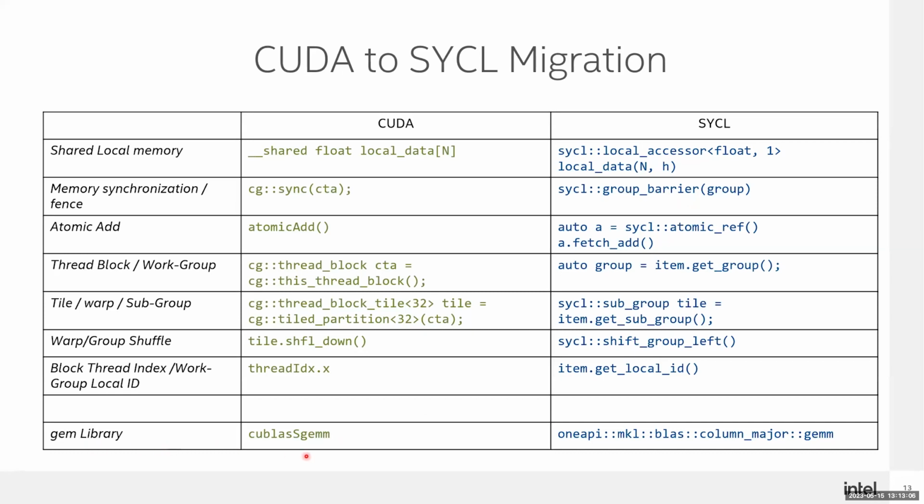And finally, the last item here shows you a library, right? So let's say in CUDA you might be using the cuBLAS sgemm library function. And then when you write SYCL code, you can actually use the MKL library to replace those functions, right? So there is the MKL BLAS library with a gemm function that you can use to accomplish the same thing.